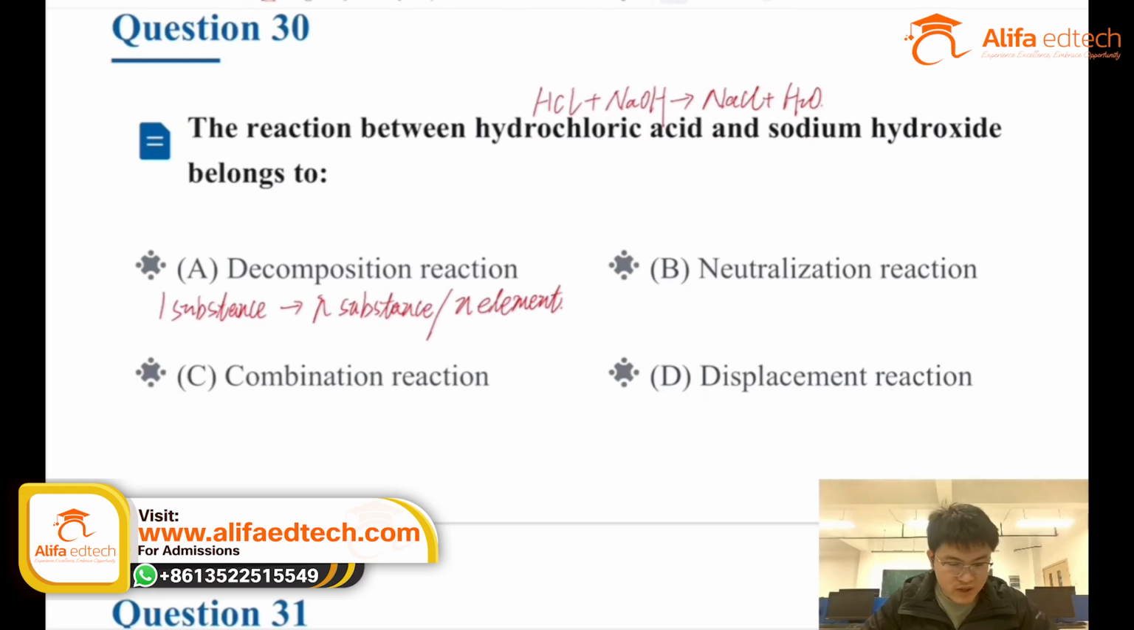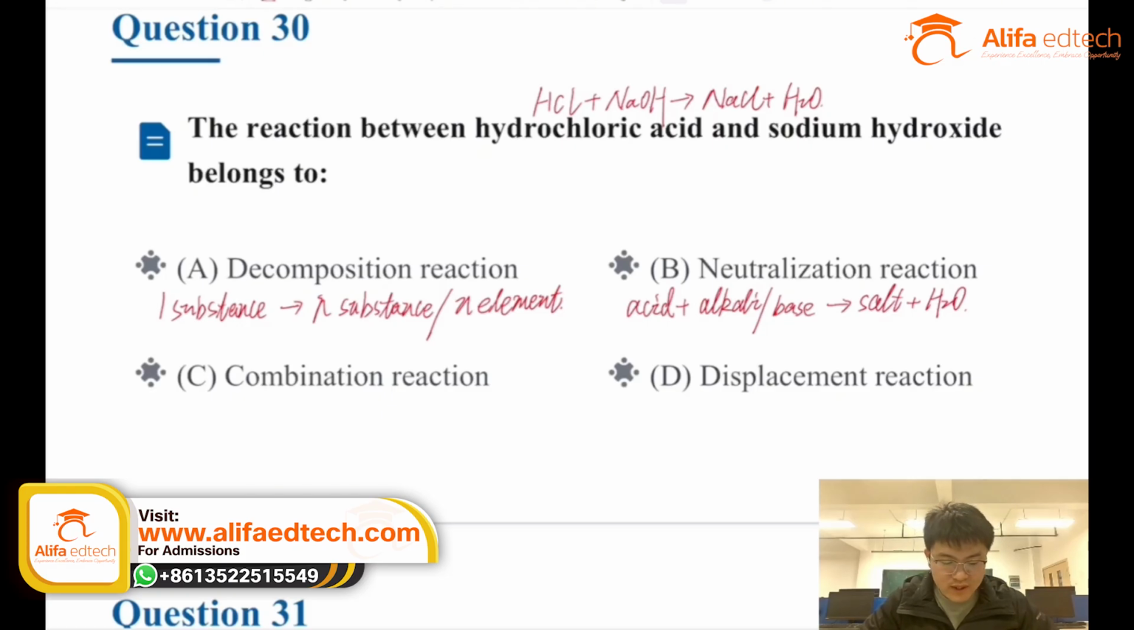B option is a neutralization reaction. Its formula is usually an acid plus an alkali or base generating a salt and water. A chemical reaction equation that conforms to this general formula, we call the neutralization reaction.